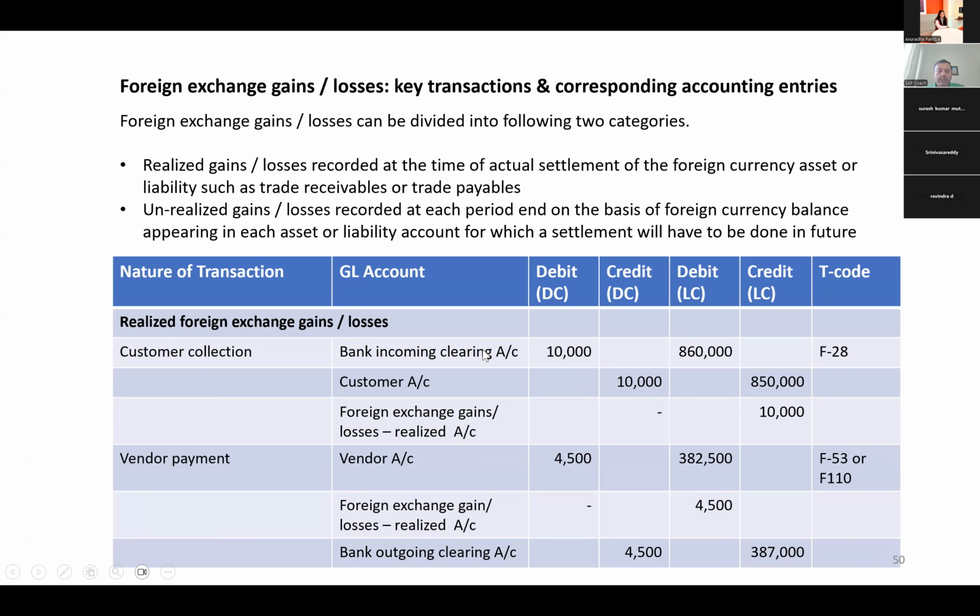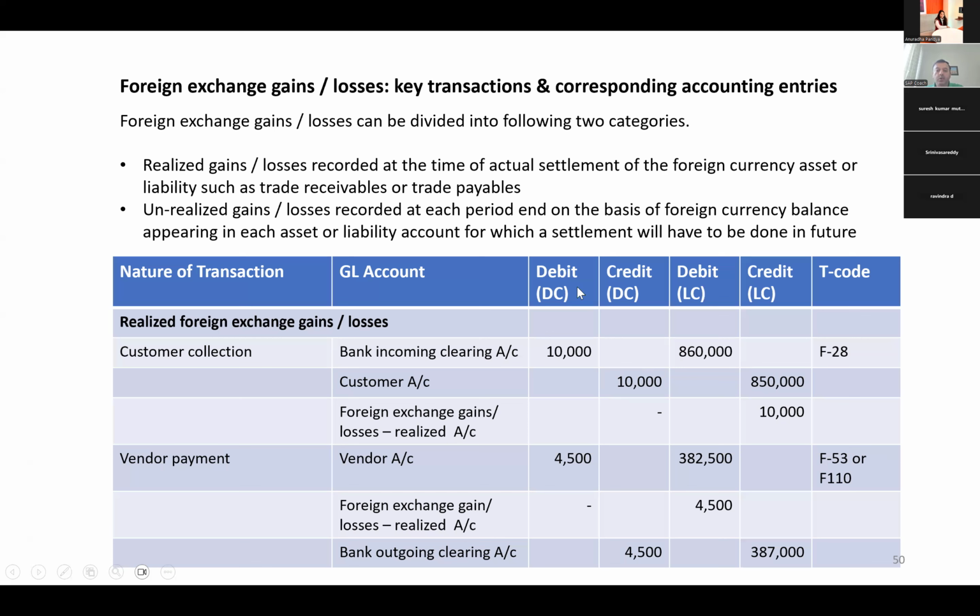Okay, so customer collection. I'm assuming that previously I made a sale to the customer for $10,000, and when I made the sale, the exchange rate was 85 rupees per dollar. Now my collection has come, and the exchange rate is 86. So when I record my collection entry and clear my customer, bank incoming account clearing $10,000 and in rupee terms 8,60,000.